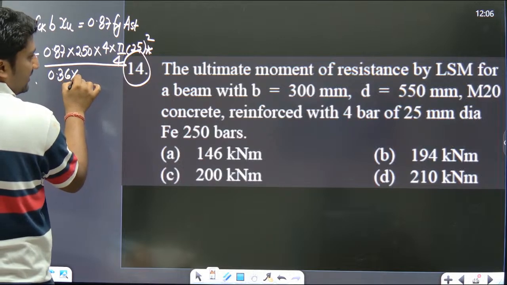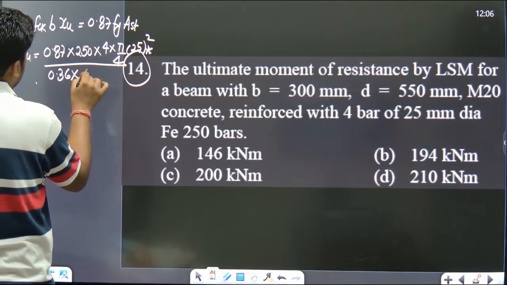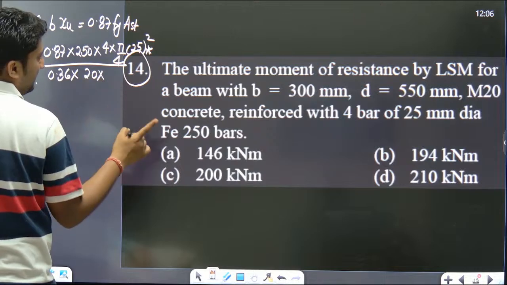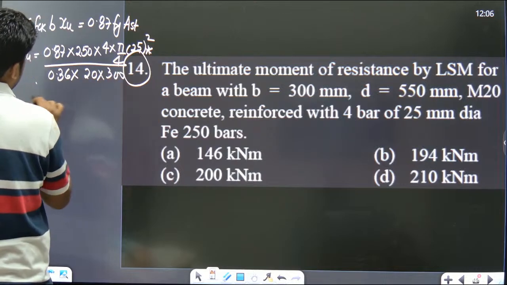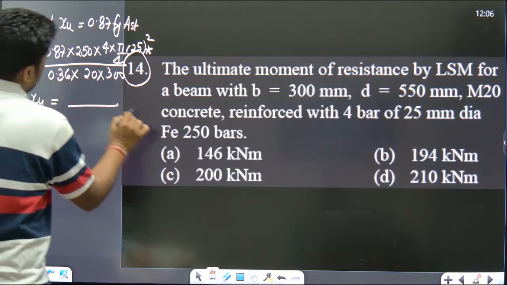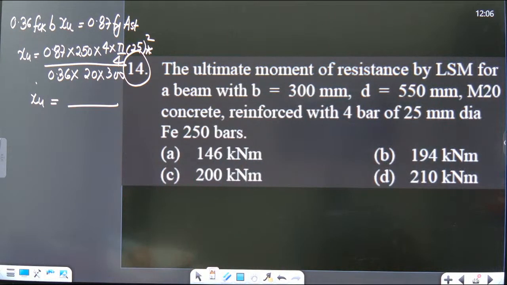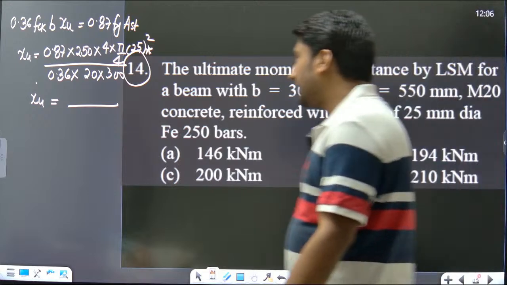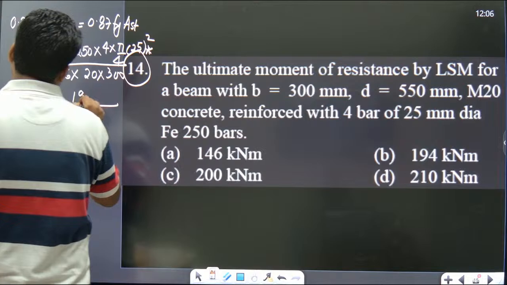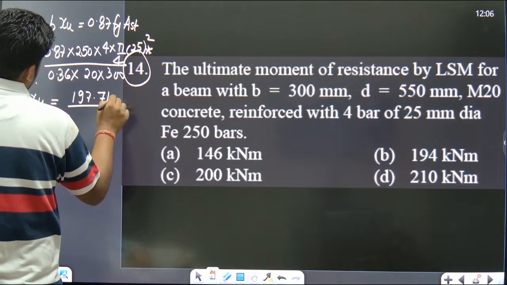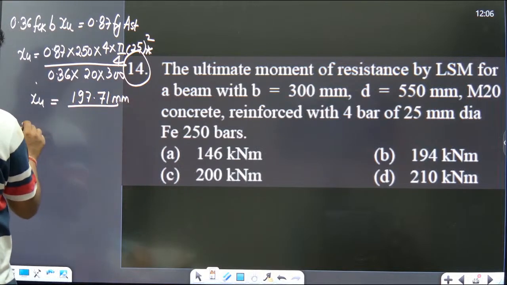fck is given as M20. What is the width of the beam? Width is 300. So here you will get the value of xu. What will be the value of xu? xu here will be 197.71 mm, and then you will compare with the limiting value of neutral axis.